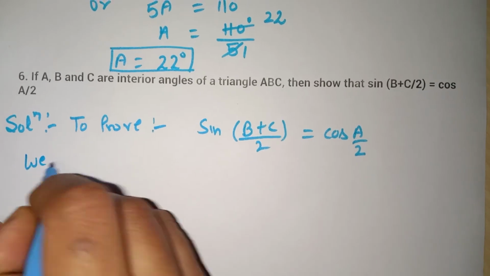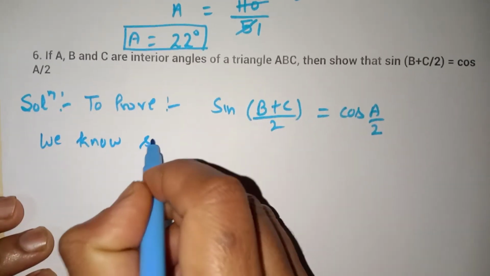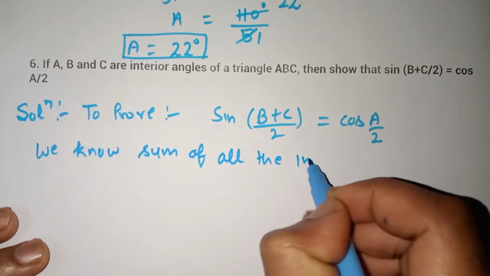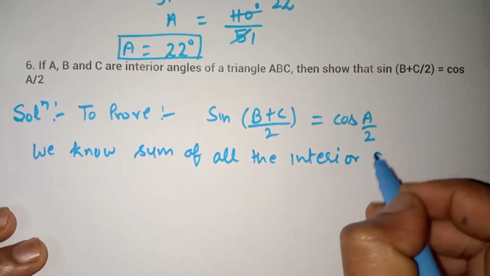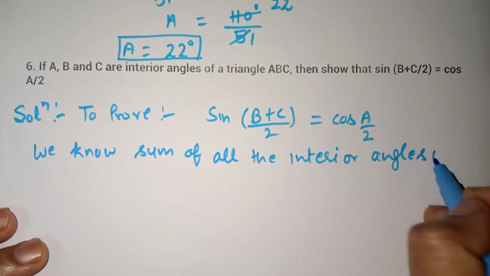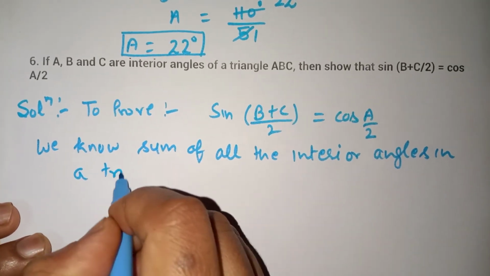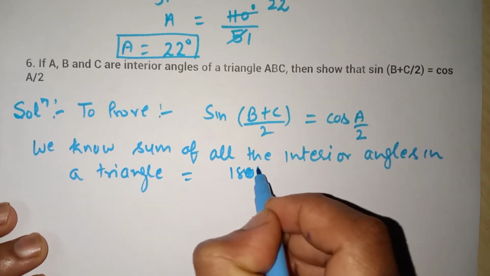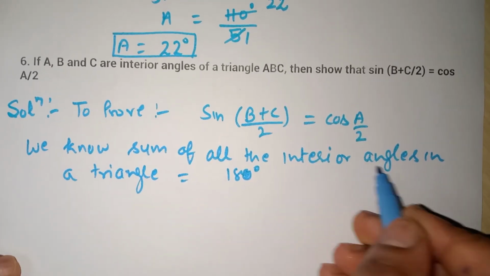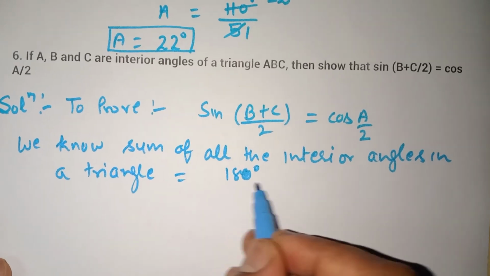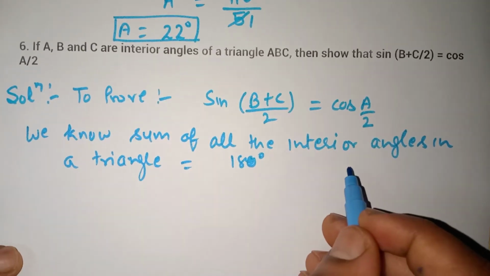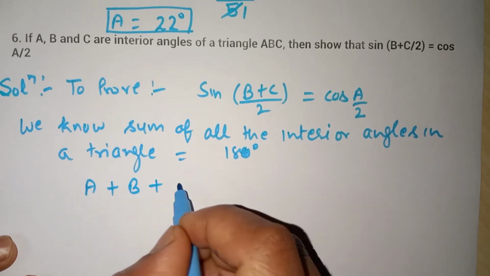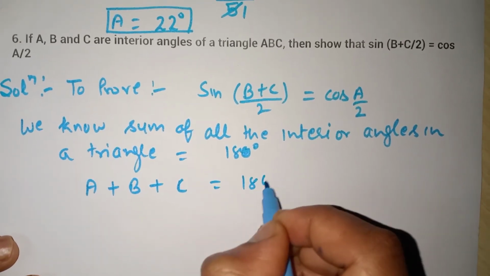We know that the sum of all the interior angles in a triangle is equal to 180 degrees. Sum of all the interior angles in a triangle is equal to 180 degrees. This is called the angle sum property of a triangle. So therefore angle A plus angle B plus angle C is equal to 180 degrees.